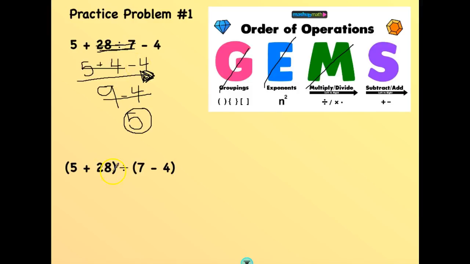So let's move on down to this one. It's the same numbers, the same symbols, but I just added in some parentheses, and I want to see, do we get the same value or not? What do you think? What's your prediction?